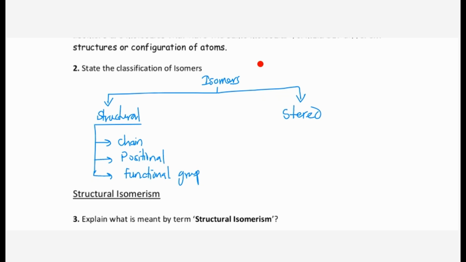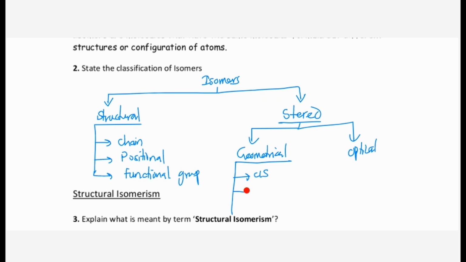As for stereoisomers, stereoisomers are of two types: geometrical and optical. Geometrical isomers are of four types: cis, trans, E, and Z. Right? As for optical isomers, they are of two types: D and L.